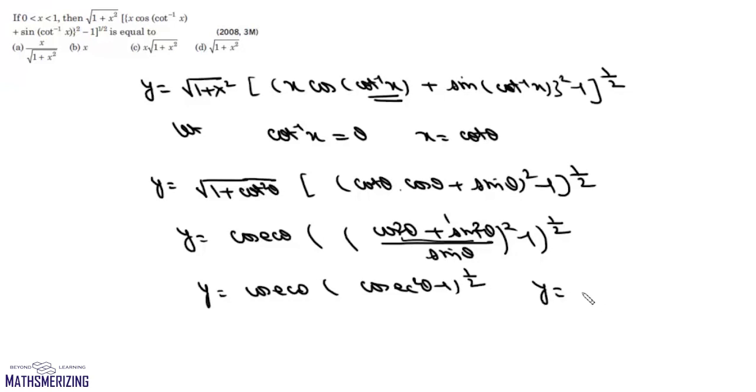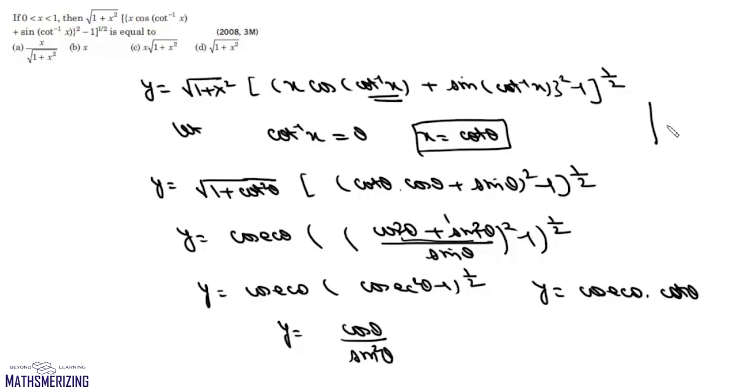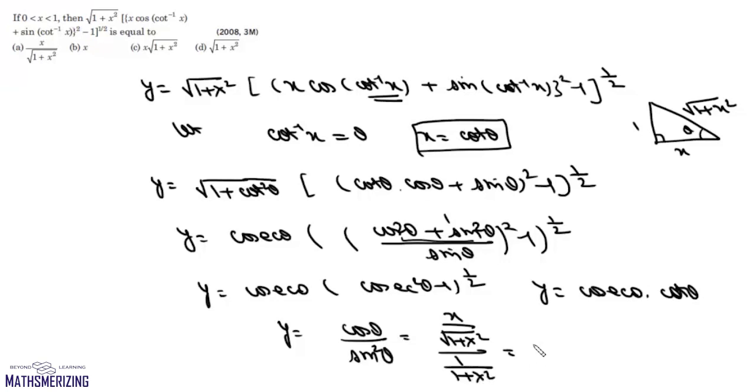So we can write this as y equals cosec theta into cot theta. So this y simplifies to cos theta upon sin square theta. Now we have taken cot theta as x. So we'll draw a right angle triangle. Now this is theta, this is x, this is 1, and it'll be under root of 1 plus x square. Now cos theta is x upon under root of 1 plus x square, and sin square theta will be 1 upon 1 plus x square. So it simplifies to x into under root of 1 plus x square, and that's your option C.